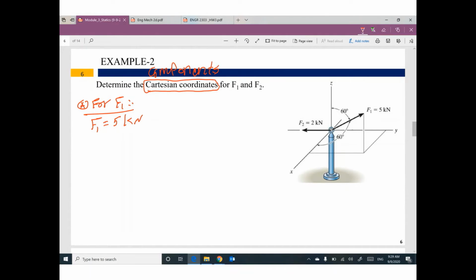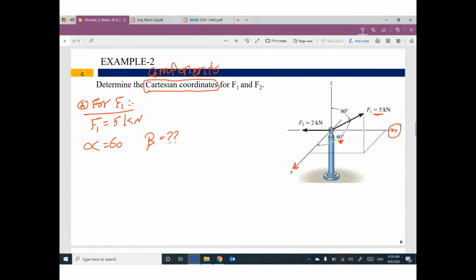Okay, the first angle 60. What is the name of this angle? I think this angle can be called alpha, equal 60, because alpha is the angle between the force and x-axis. Second angle, beta, between the force and y-axis. Do you have any given angle between this force, F1, and the y-axis? No. Okay, beta is not given.